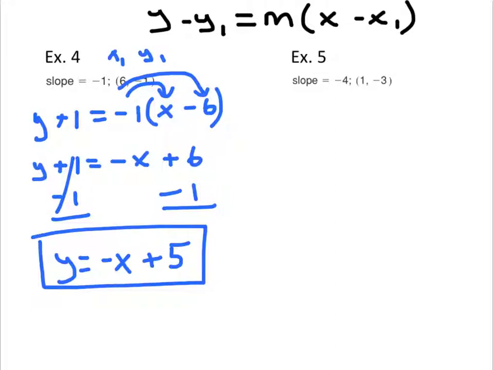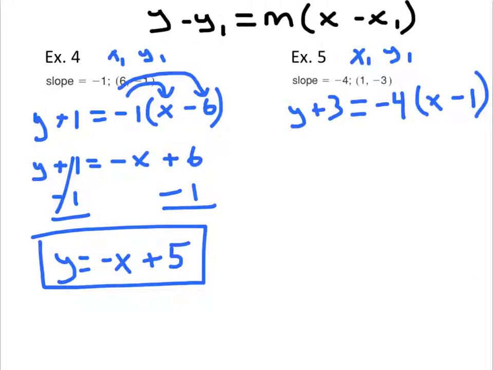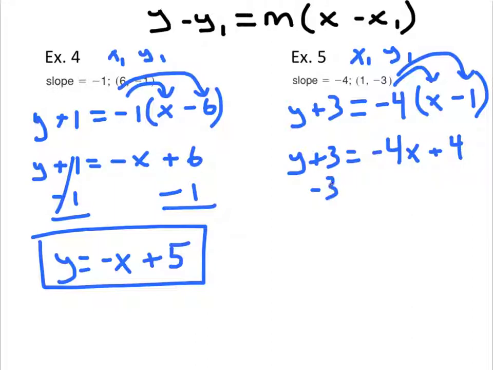Example 5. x1, y1, y minus y1, so really we're adding 3. y plus 3 equals my slope, -4 times x minus 1. Then we distribute. y plus 3 equals -4x plus 4. Subtract 3 on both sides. y equals -4x plus 1.